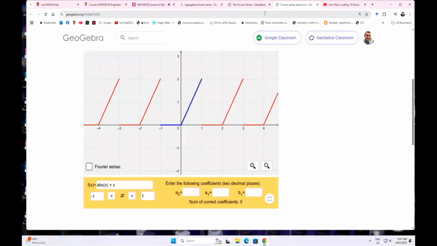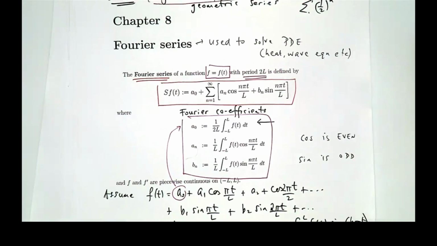So the main work with these kind of problems is actually computing the coefficients, the A0, the An, and the Bn. That's it. That's what you'll do, and then maybe we'll do something with it later. Okay? All right, so let's actually look at an example and see how we go.